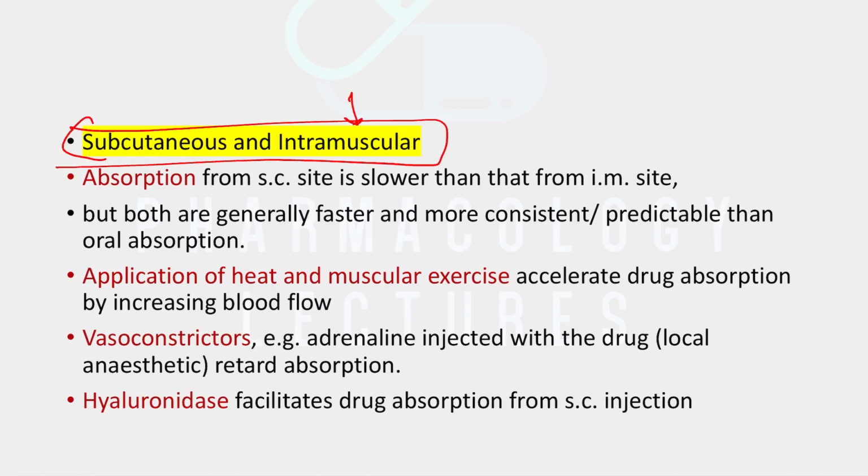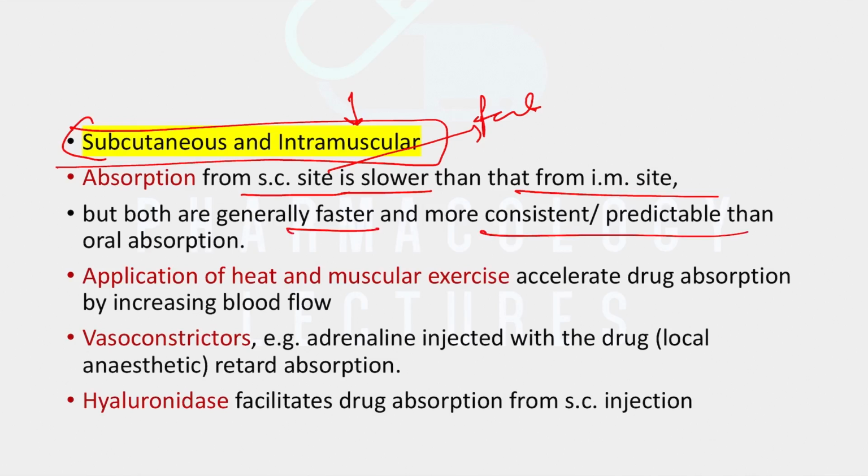So let's see, absorption from the subcutaneous site is lower than the intramuscular site, because the subcutaneous site contains fat. That fat interferes with absorption, so obviously it would be slower than the IM site. But both are generally fast and more consistent than oral. So if you compare these routes with oral, these are better routes.